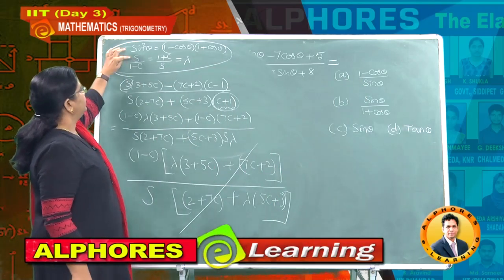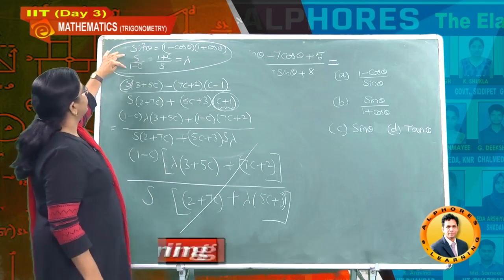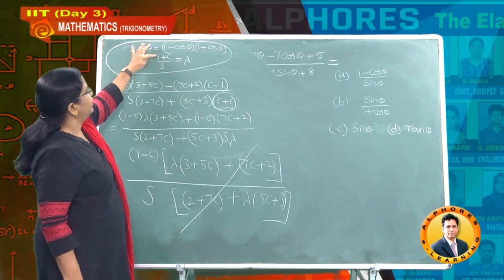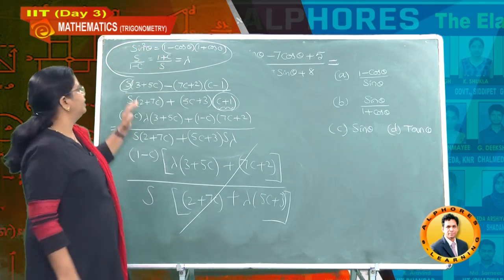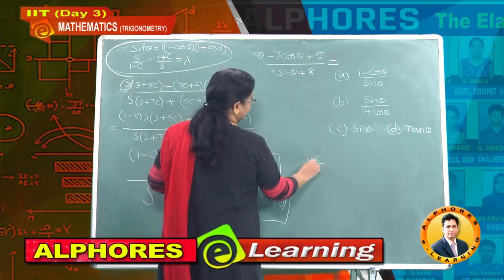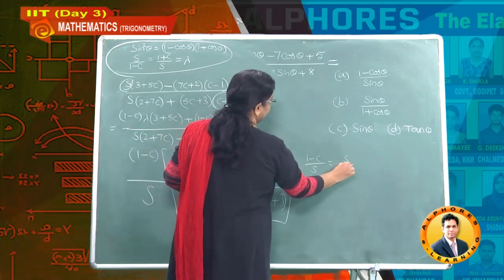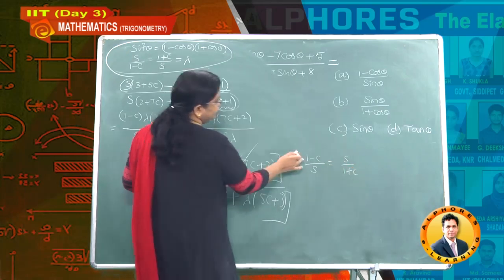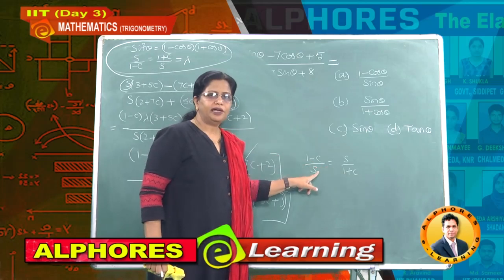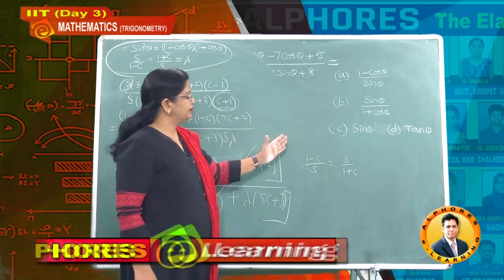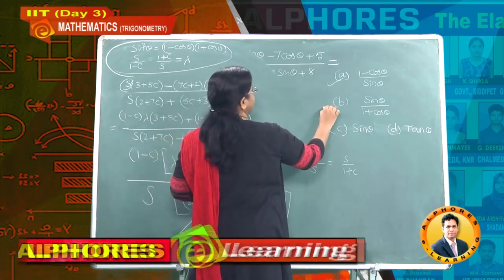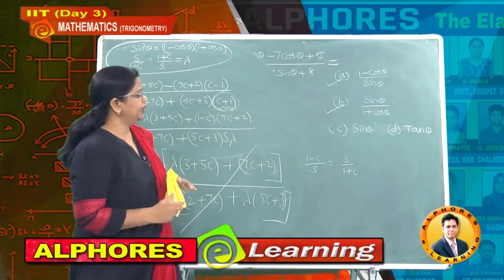Again we observed just now this 1 minus cos theta divided by sin theta is the same as sin theta divided by how much? 1 plus cos theta. Take the reciprocal: 1 minus cos divided by sin and sin divided by 1 plus cos. If you do cross multiplication, what is the value? 1 minus cos square equals sin square. So sin square equals sin square. Hence what are your right answers? Both A and B are right answers.